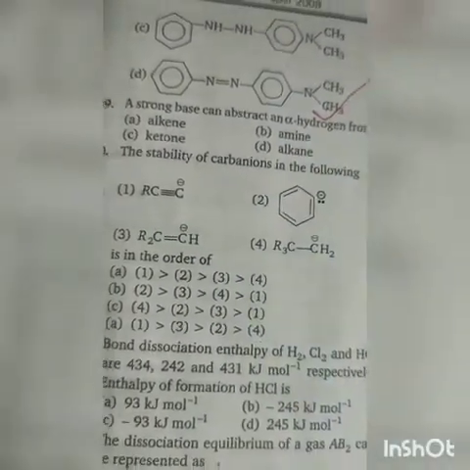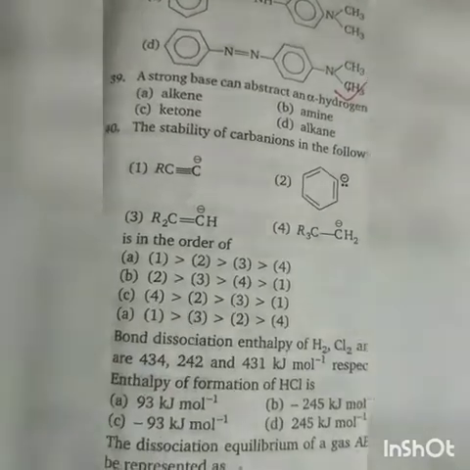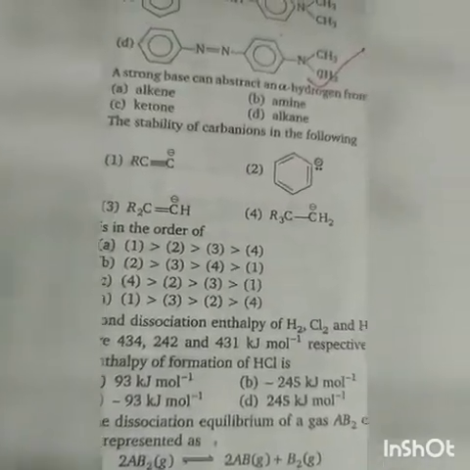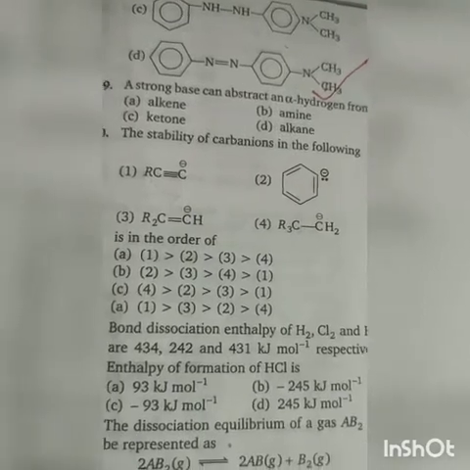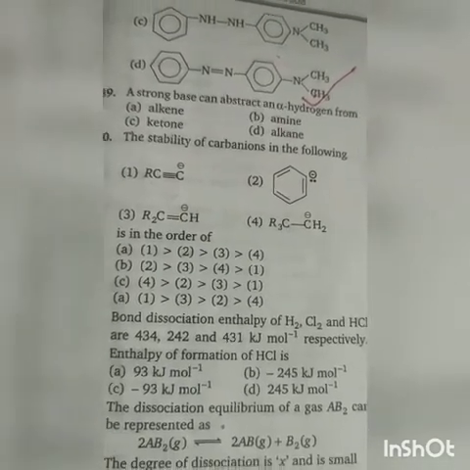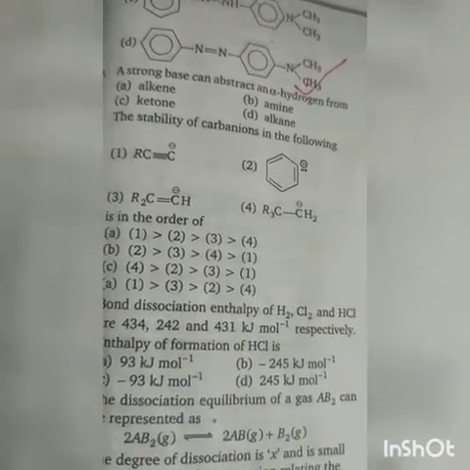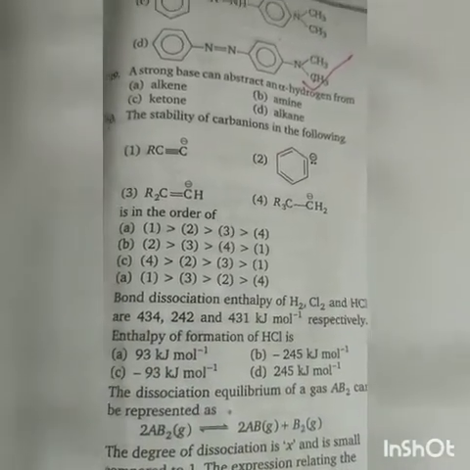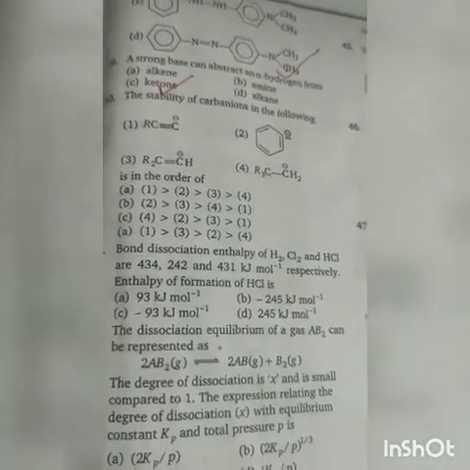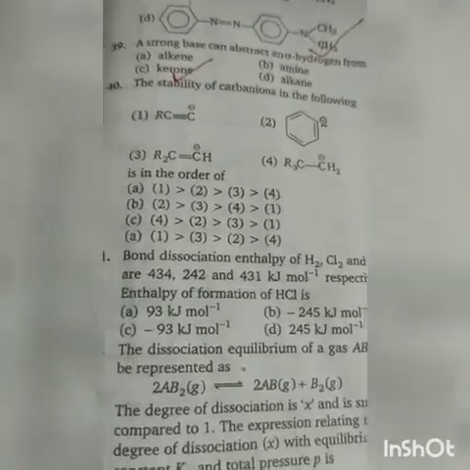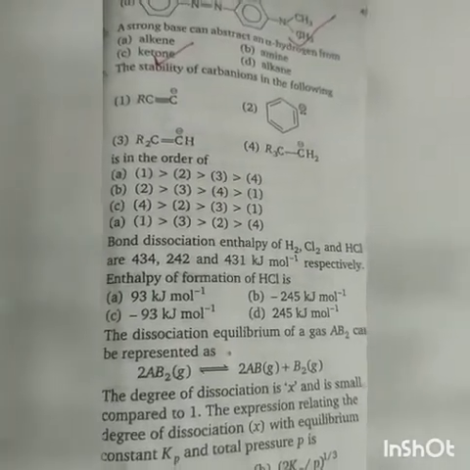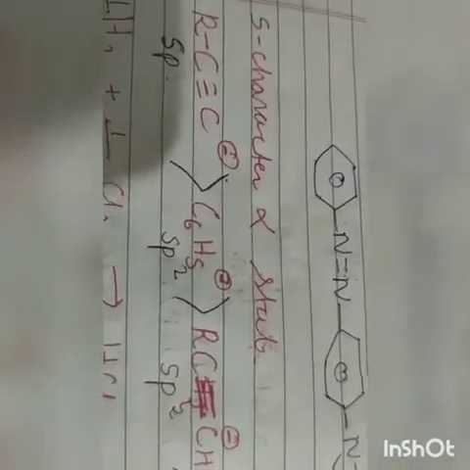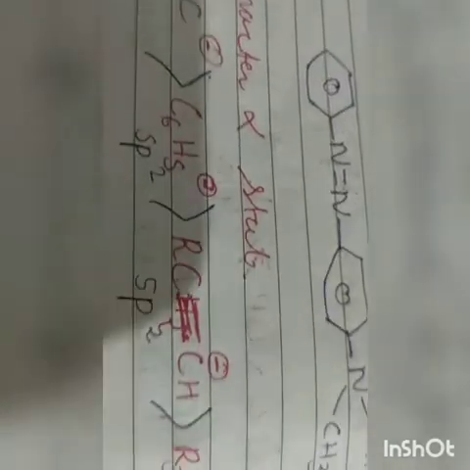A strong base can abstract an alpha hydrogen from. We know that in aldol condensation, a strong base is used and the ketone's alpha hydrogen is removed from here. Ketone also exhibits tautomerism, and in aldol condensation it forms an intermediate compound, aldol. Now question number 40. The stability of carbanions in the following is. So here S character is directly proportional to stability. So we will find all of this S character and we got that it is A.